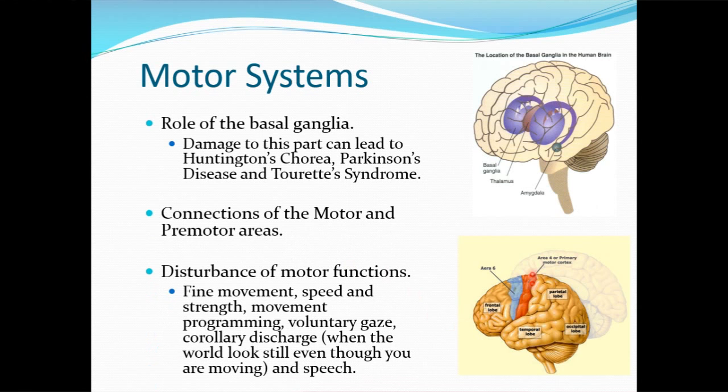The motor area, this is the primary motor cortex, and the premotor cortex is obviously very important. Disturbance of motor functions would lead to fine movement difficulties, speed and strength difficulties, movement programming problems, and problems with voluntary gaze and corollary discharge. That is when, if you're moving, let's say driving on the back of a bakkie, it's bumping up and down, your world is still standing still, even though your whole body is going up and down. That's because of corollary discharge.